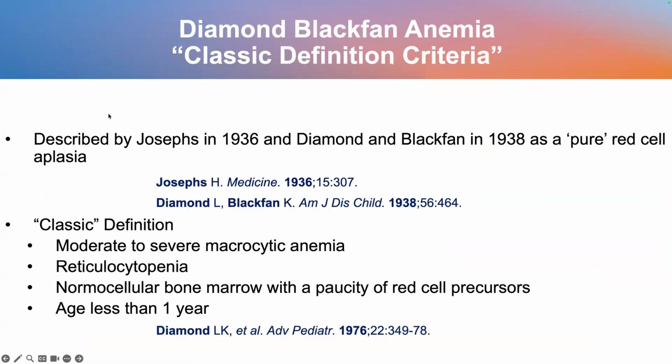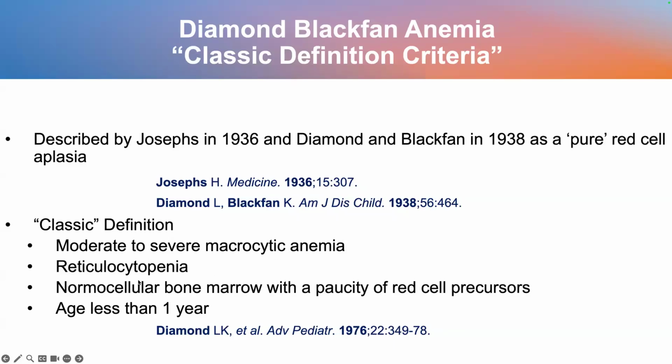So the definition of DBA was described first by Joseph in 1936, and then by Diamond and Blackfan in 1938 as a pure red cell aplasia. That's the classic definition, that is a moderate to severe macrocytic anemia. Macrocytic, the red cells are bigger. They are not the reticulocytes, because these patients have reticulocytopenia. Usually the reticulocyte is bigger than the red cell, but here the macrocytosis is due to the red cell.